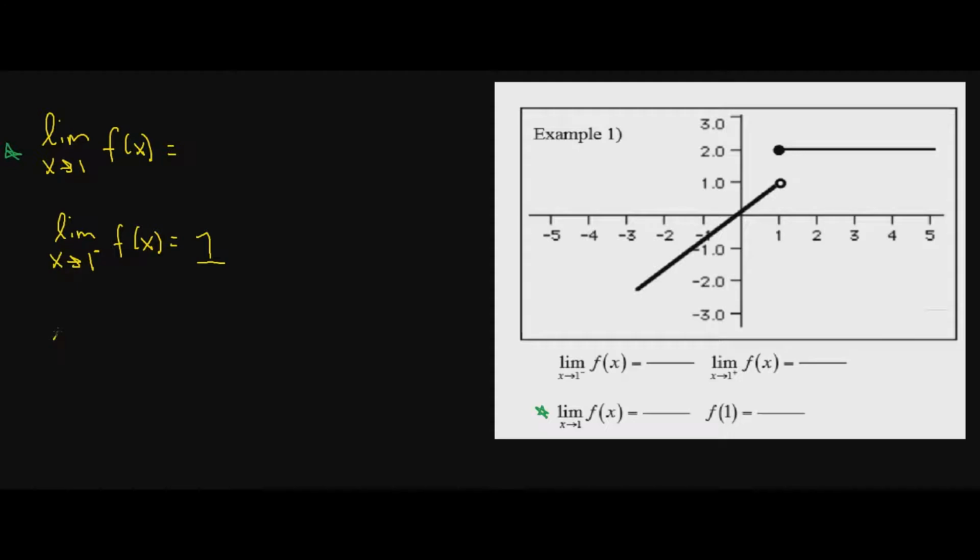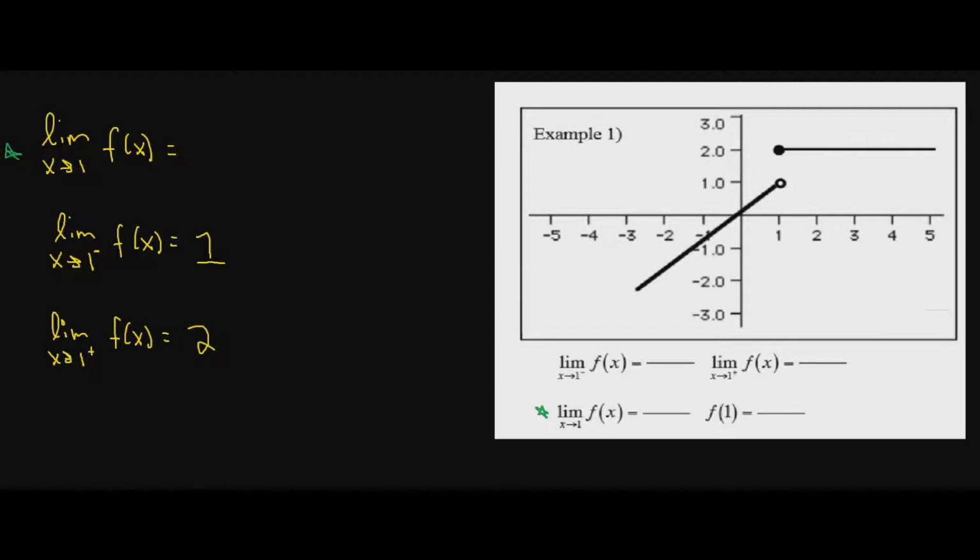Now we have to take into consideration from the right side. So I'll put then that little plus means from the right. As x approaches 1 from the right, what on earth is my y value? So I'll start all the way from the right and I'll approach closer and closer to 1. Well, as I get really close to 1, here we go. My function approaches the y value 2. And I'll write 2 here, okay?